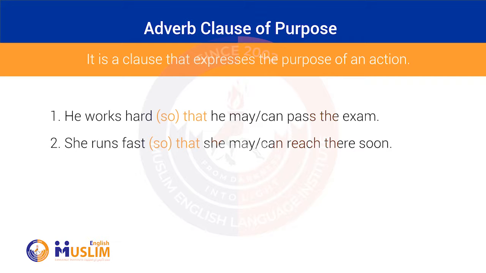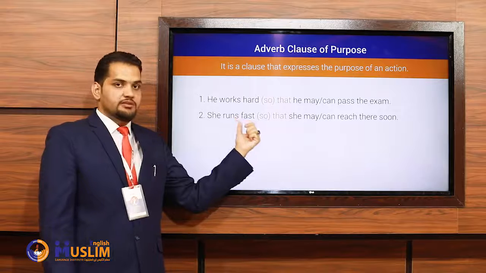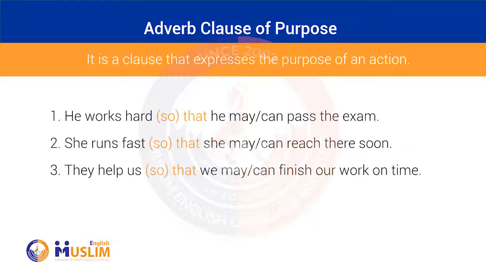Number 2, she runs fast. Why does she run fast? So that she may or can reach there soon. This is the purpose of her running fast. Number 3, they help us so that we may or can finish our work on time.